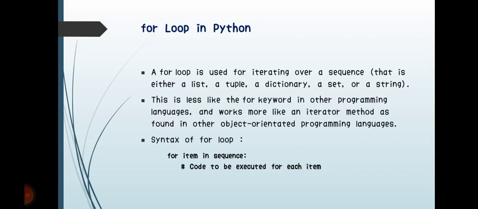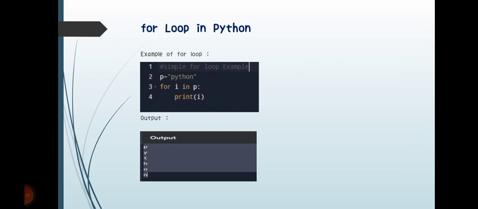The syntax of the for loop is: for item in sequence, with a colon, and then the body of the for loop. An example of the for loop is given here, a simple program where p is a variable which stores the string python in it, and the for loop is: for i in p colon, print i.